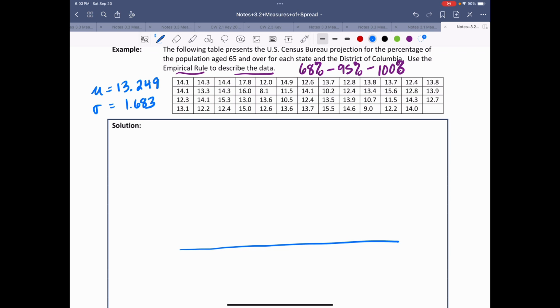I'm going to put my mu in the middle, 13.249. And I'm going to go 1, 2, 3, 1, 2, 3. This time, though, I'm going to do 13.249 plus 1.683. You're going to add that in. All right, and then I'm going to add it again.